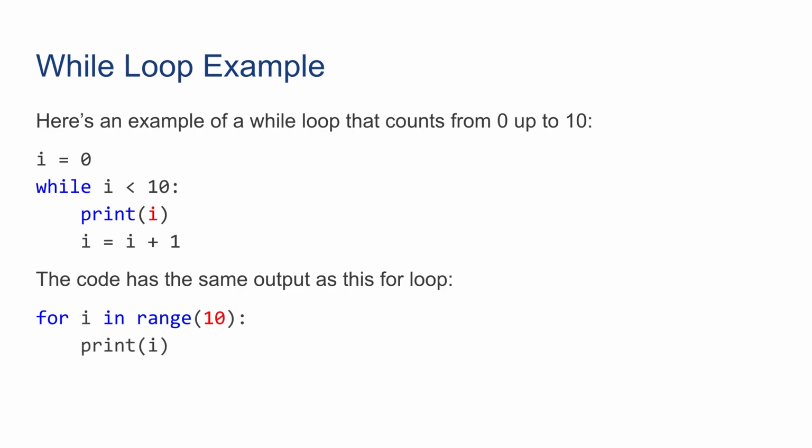print I. And notice that the for loop takes care of the indexing for us, whereas in a while loop we have to manually create an indexing variable. So let's see this in the editor.